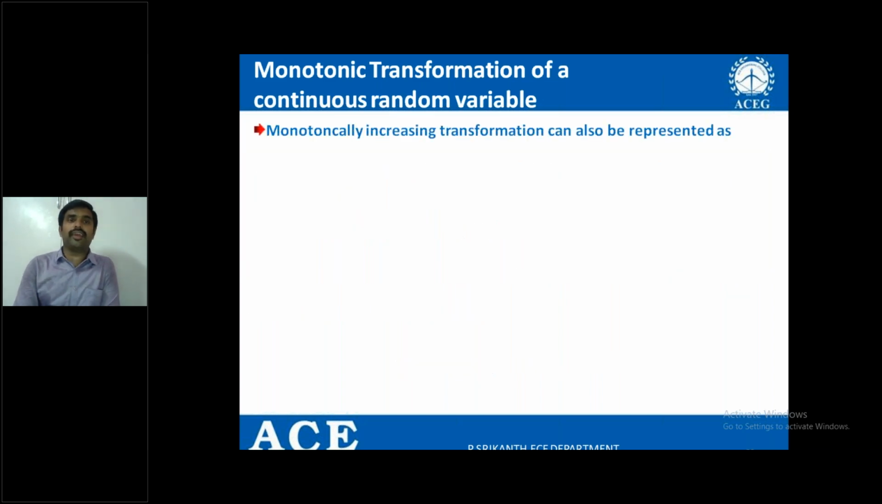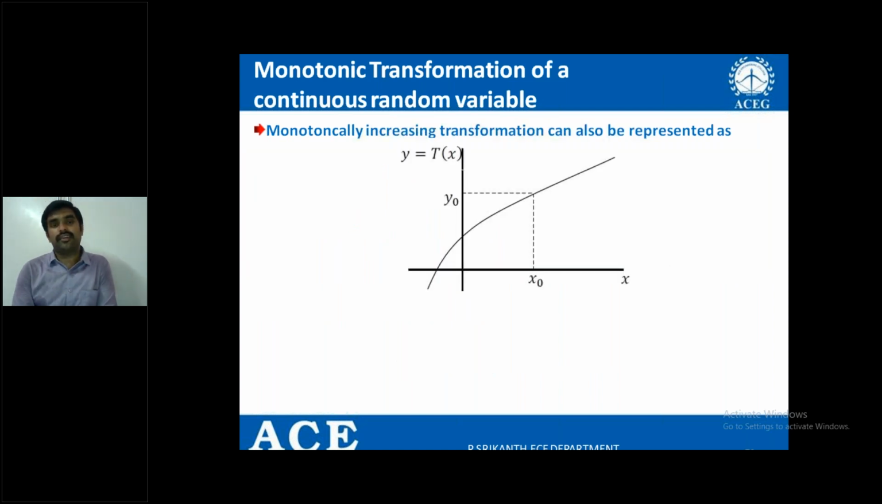A monotonically increasing transformation can also be represented like this. The relation between Y and X is an increasing function; that is the better understanding you can take. So if X increases, Y increases. Simply, if I say Y equal to 2X, what happens?